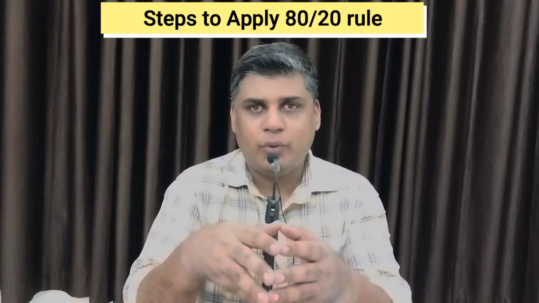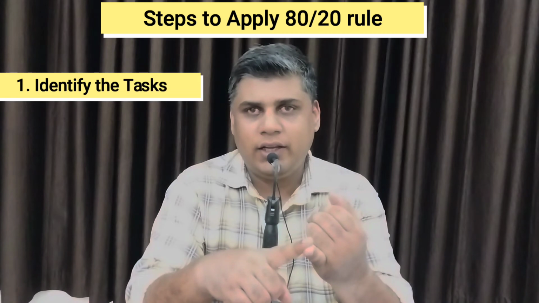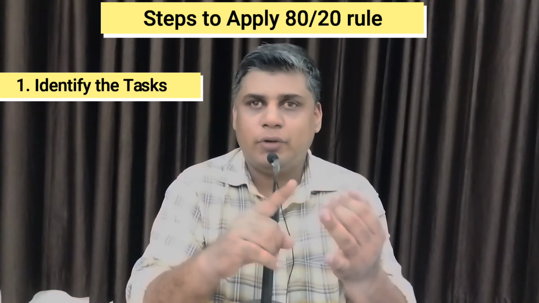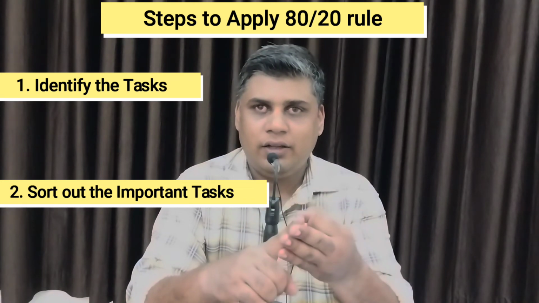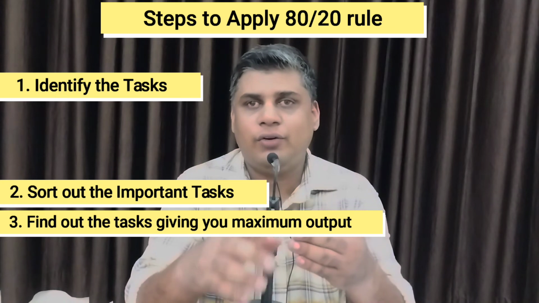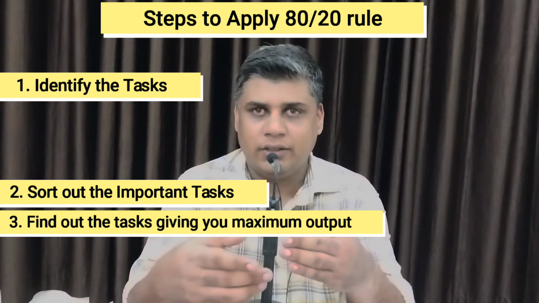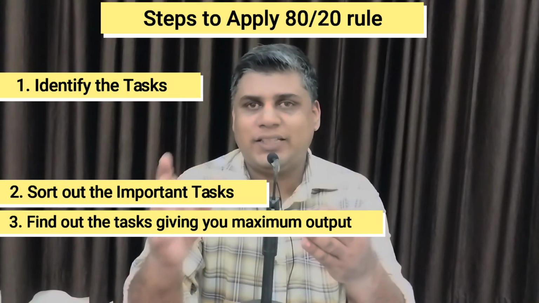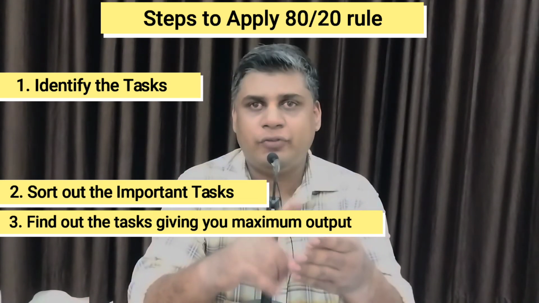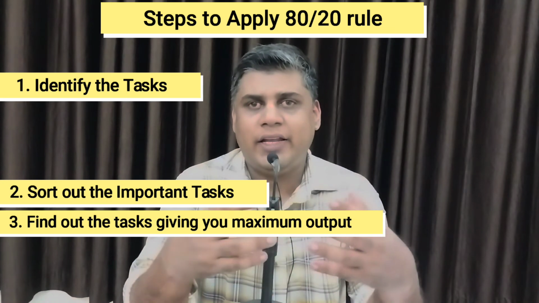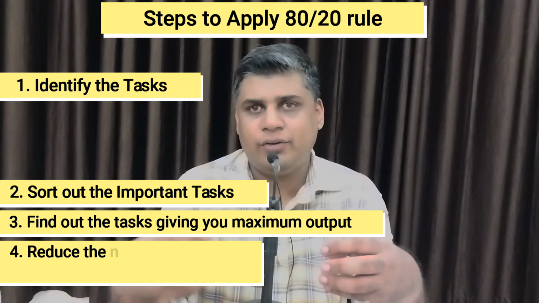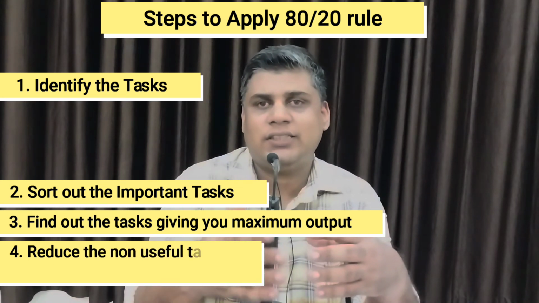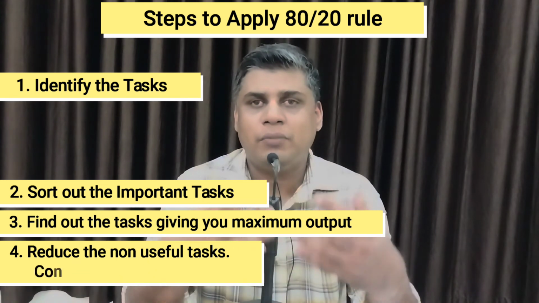At last, here are a few steps to apply the 80-20 principle. Number 1, identify all your weekly, daily and monthly tasks. Number 2, out of those, identify and sort out the most important tasks. Number 3, find out which tasks are giving you the maximum output or the maximum return, and which tasks are not giving you the maximum return or output. Number 4, brainstorm and create an idea either to reduce those tasks which are not giving you the return, or to convert those tasks into tasks which give you maximum returns.